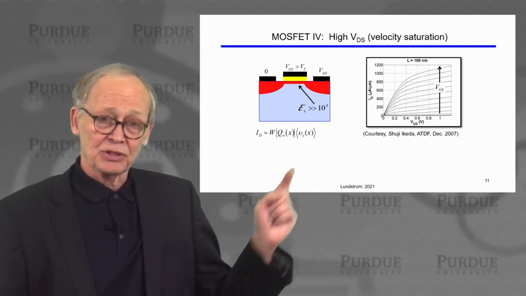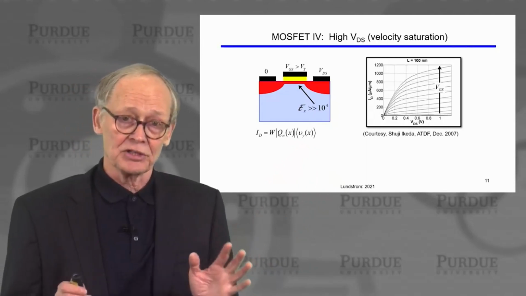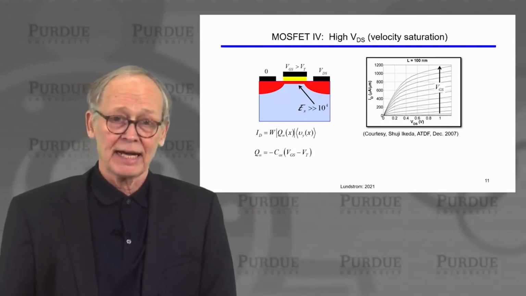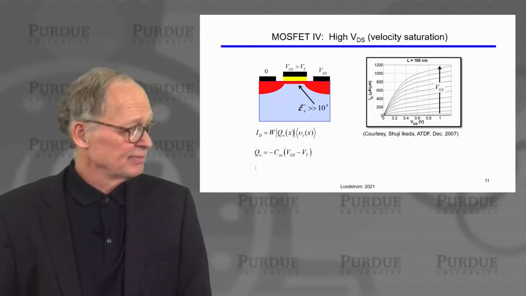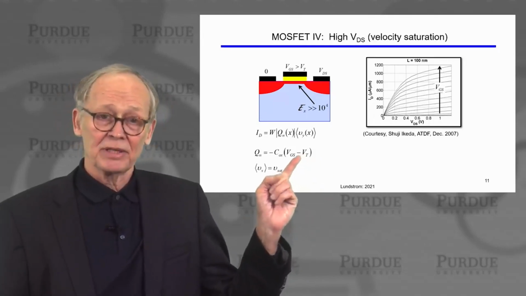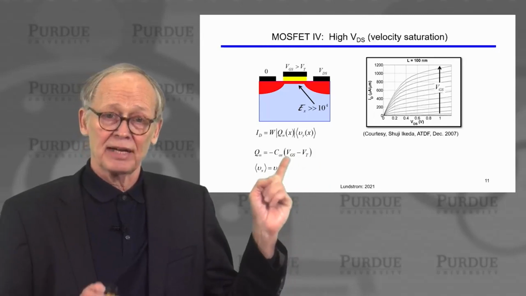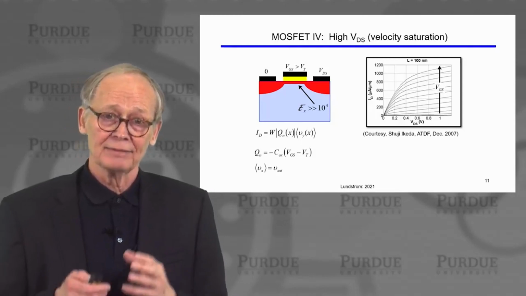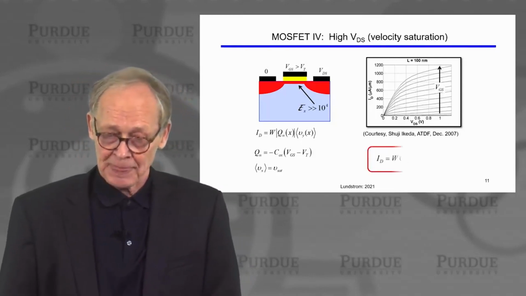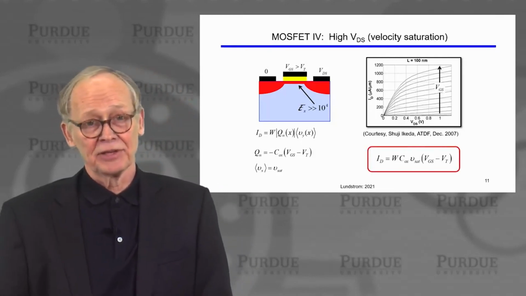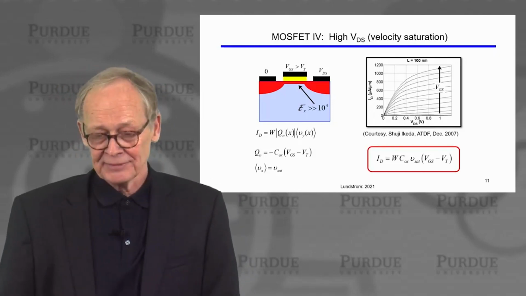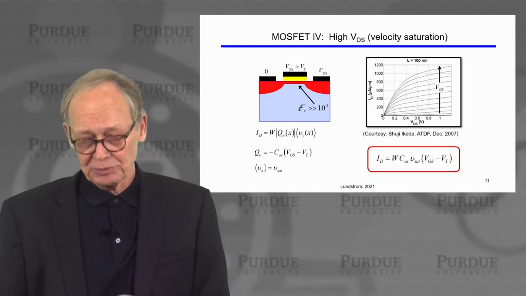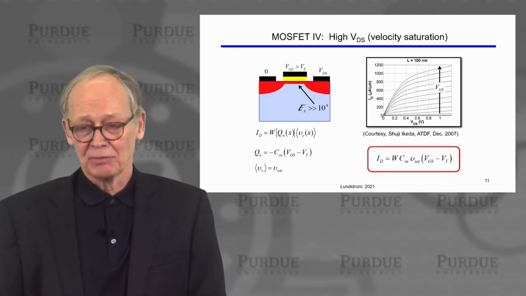Well, if we want to compute the current, current is still charge times velocity. The charge is still Cox (Vg minus Vt). But the velocity now, because the field is so high, is just the high field saturated velocity, 10 to the 7th centimeters per second for electrons in silicon. You put that together, and it's very simple. We get a simple expression for the saturated current. This would be called the velocity saturated MOSFET.